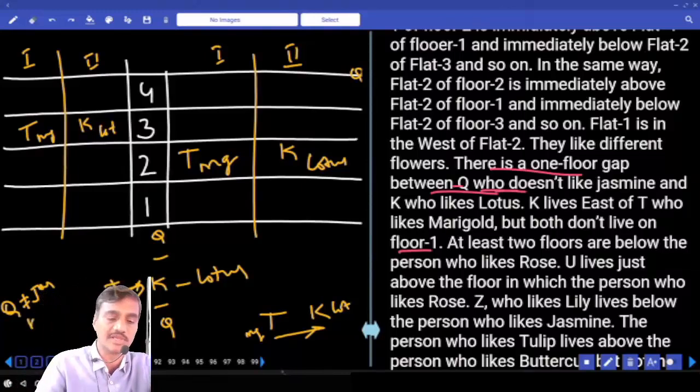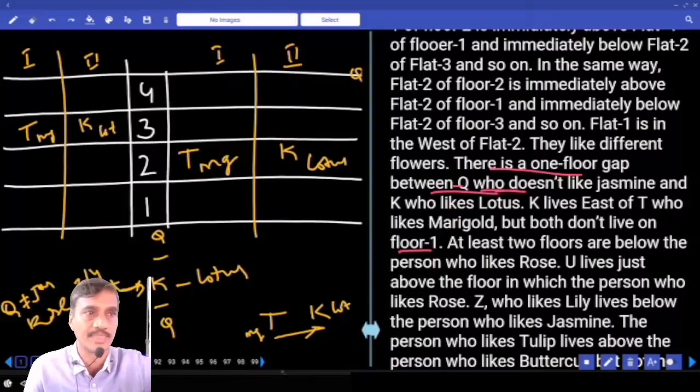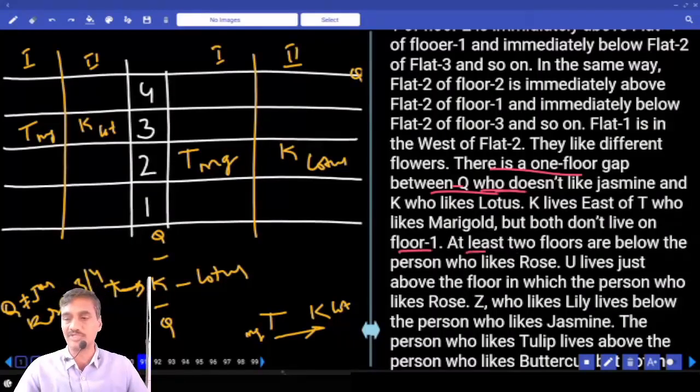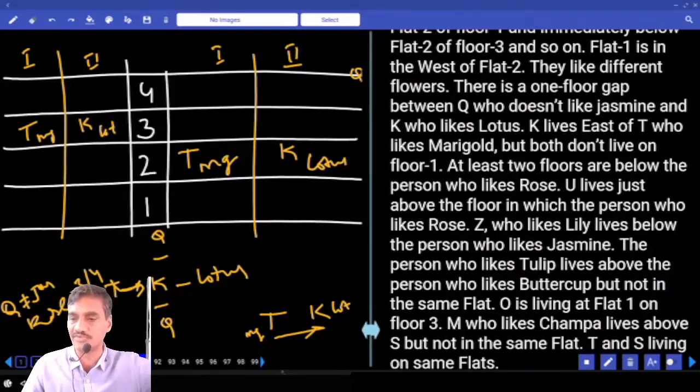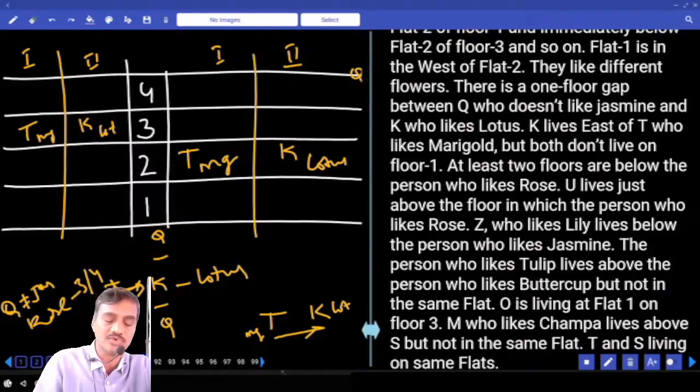Hence the one who likes rose can be either on the 3rd floor or on the 4th floor, right? And because the word at least is given, at least 2 floors are there below the one who likes rose, and U lives just above the floor on which the person who likes rose lives. Now U is just above the one who likes rose, hence U and rose must be like this.